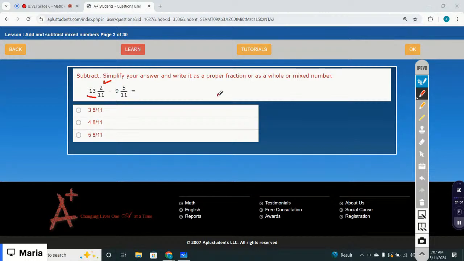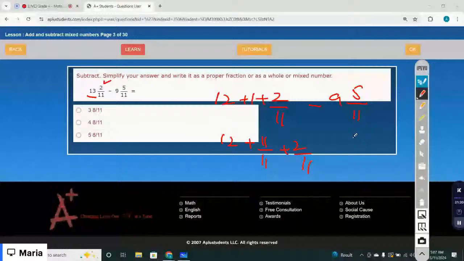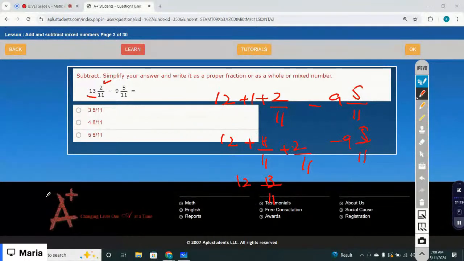So how do we do it? We split this 13 as 12 plus 1, right? The fraction is 2 over 11. Now write this 1 as 11 over 11, because the denominator is 11, so 11 over 11 is also 1. Add 11 plus 2, that is 13. So that is 12 whole 13 over 11 minus 9 whole 5 over 11.